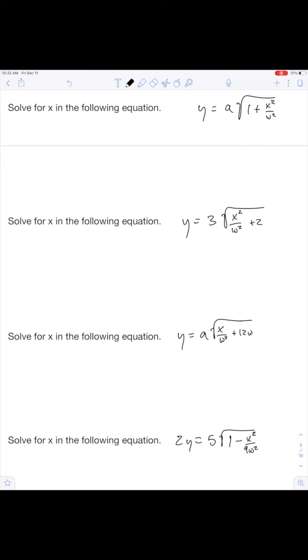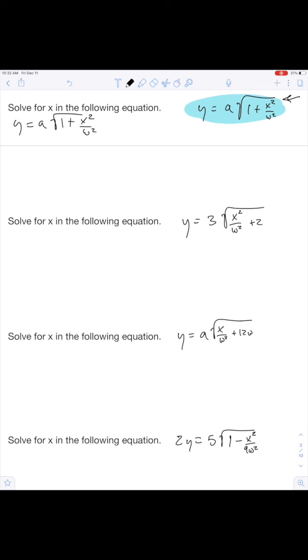All right, so look, we have some basic algebra here. Now, it's not basic as in the first thing you learn in algebra, but they're always simple steps. So we have to solve for the x. That's this little guy right there. Kind of a pain, but not a huge deal. So we have our y equals a square root of 1 plus x squared over w squared.